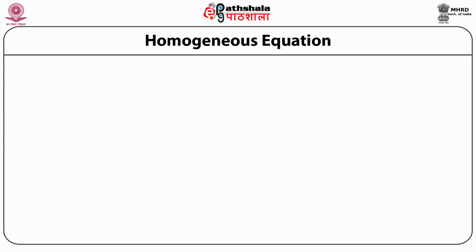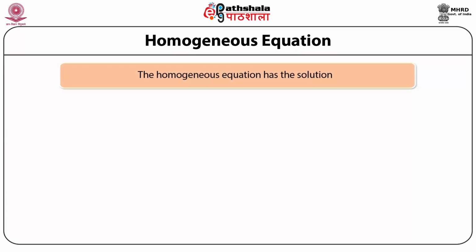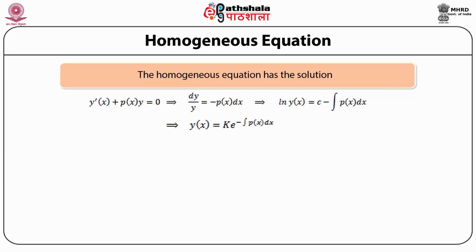We now discuss linear homogeneous equations. Let us look first at the homogeneous equation y prime of x plus p of x into y is equal to 0. On rearranging the terms, the equation can be expressed in the form dy by y is equal to minus p of x dx. On integrating, we obtain ln of y of x is equal to c minus integral of p x dx, where c is the constant of integration.